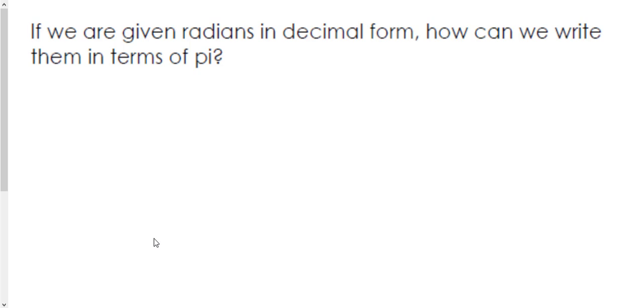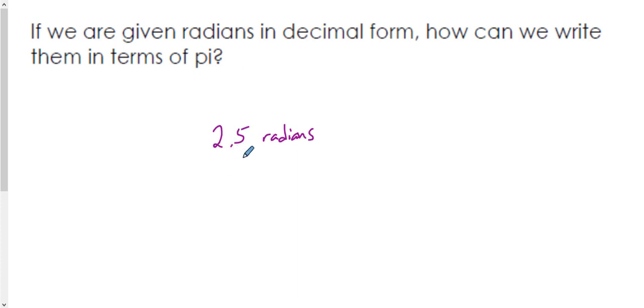So the question here is, if we're given radians in decimal form, how do we go back? How do we go back to what we just saw a second ago? Let me give you an example. Let's say we had 2.5 radians, and we want to write this in terms of pi.